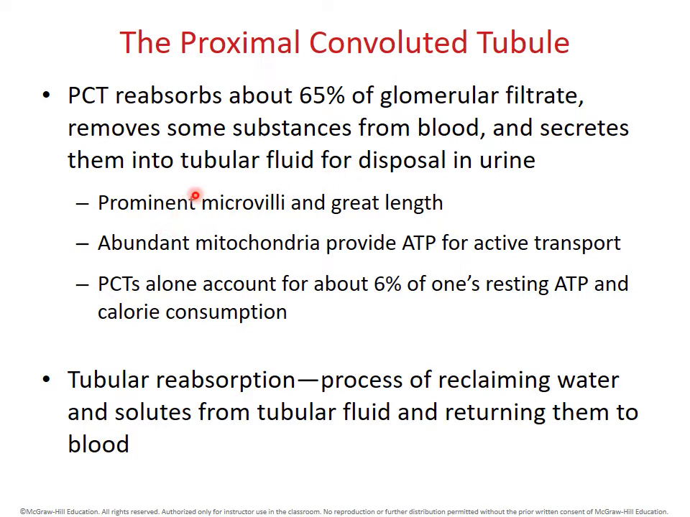Recall that the simple cuboidal epithelium that lines the proximal convoluted tubule exhibits lots of microvilli, again dramatically increasing the surface area, which of course is going to benefit movement of materials across the membrane, which again is reabsorption and secretion. So microvilli, as always, represent a dramatic increase in surface area.